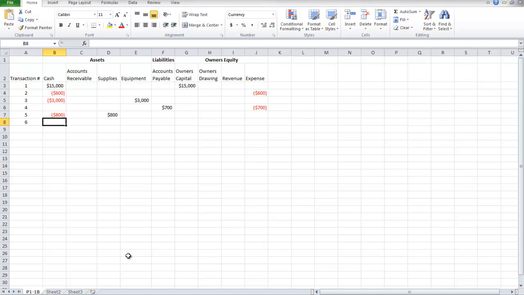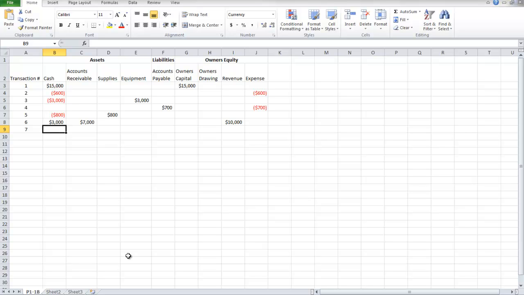Transaction six says $10,000 was earned for services rendered, meaning revenue was generated. $3,000 of this $10,000 was received up front in cash, and the balance of $7,000 was billed, creating an accounts receivable. So cash increases by $3,000, accounts receivable, the amount that was billed, increases by $7,000, and revenue increases by $10,000.